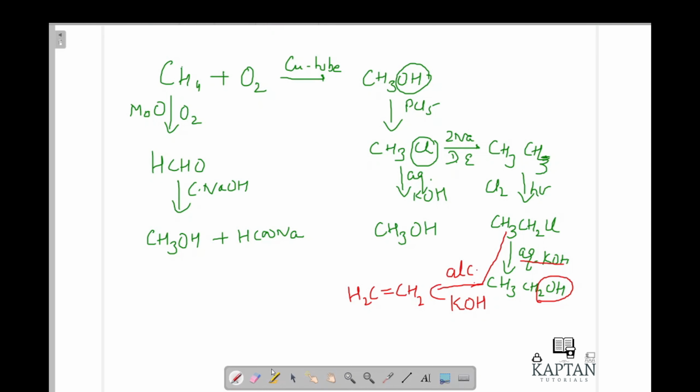So here, if I use it to remove this, it will remove this part, and again if I change it, just see what will happen. This aqueous KOH substitutes the halogen part. It gives you CH3CH2OH here.